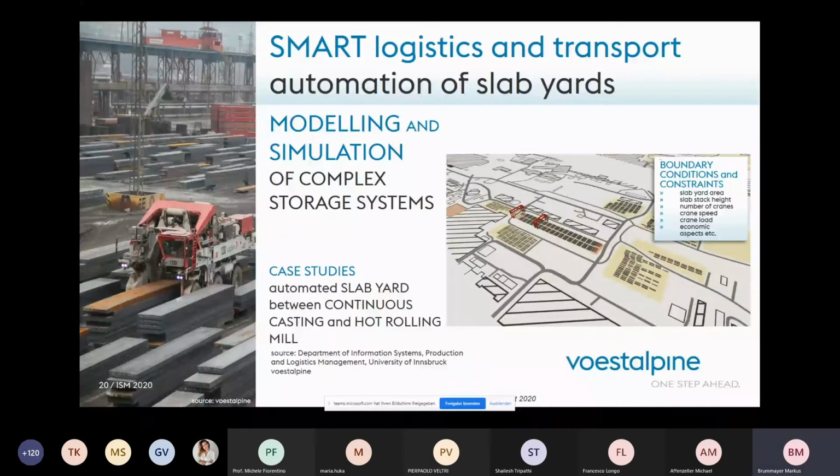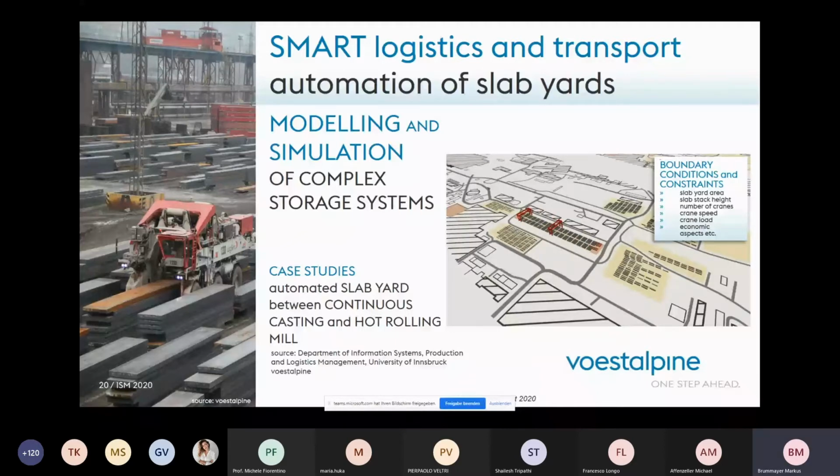So let's look at the boundary conditions and constraints we have. We have a limited slab yard area, which you can see here is really very limited. And we have a limited slab stack height, which has to be taken into account. The automated slab yard should be serviced by automated rail-mounted gantry cranes, as you can see here. The cranes, of course, are also limited, and we have speed limits of the cranes and limits in the crane loads. And the whole solution should be focused on economic aspects.